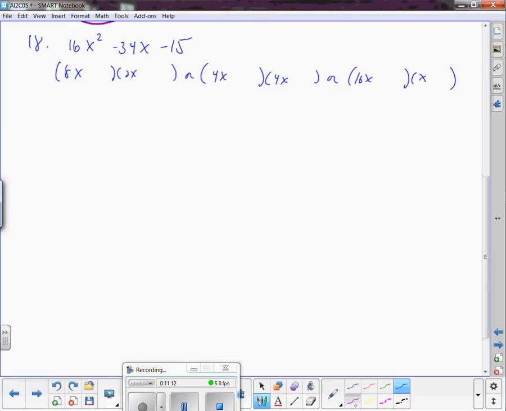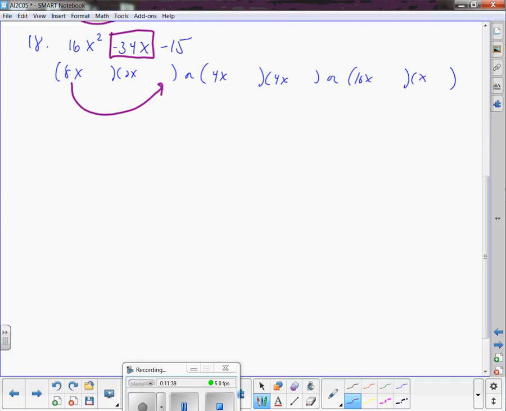Because again, it's all about the middle. So in my mind, I'm immediately looking at my outers. And I'm thinking 8 times what is going to get me close to a negative 34? Well, 8 times 15? That's ginormous. I am nowhere near negative 34.